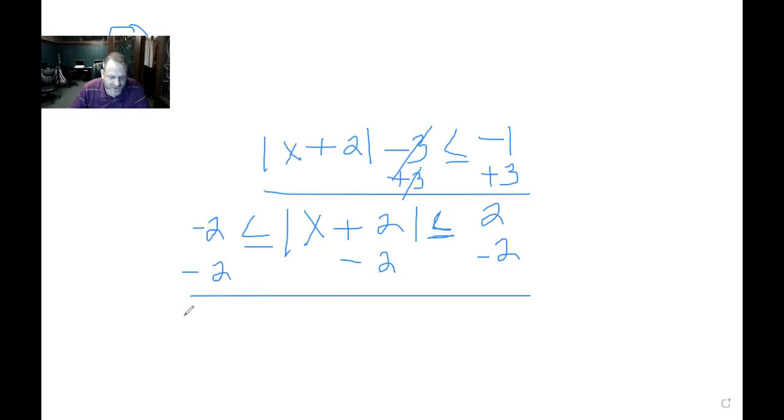All right. So this is going to be a -4, and the signs are going to be the same way. The X is now by itself, and this is going to be 0. All right. So you're going to have -4 is less than or equal to X, which is less than or equal to 0. All right, guys. So let's graph.